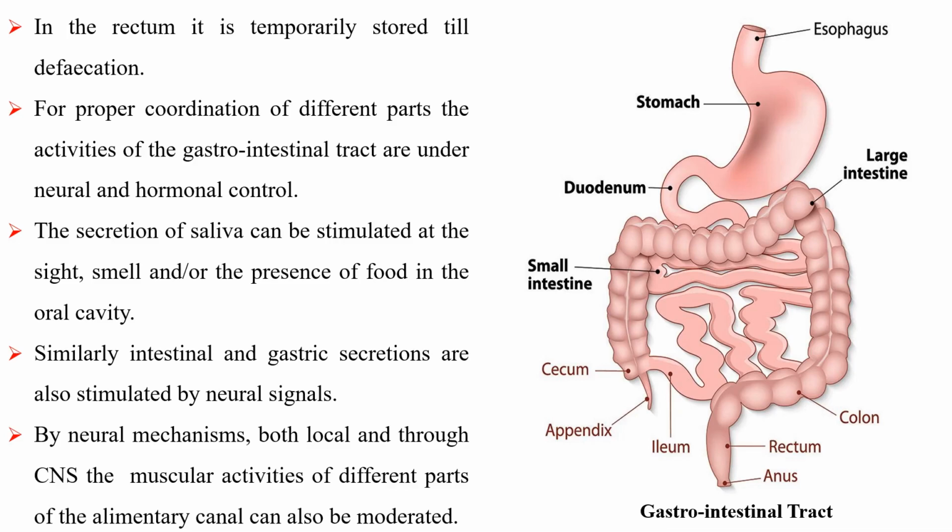For proper coordination, the different parts of the activities of the gastrointestinal tract are under neural and hormonal control. The secretion of saliva can be stimulated at the sight, smell, and/or the presence of food in the oral cavity. Similarly, intestinal and gastric secretions are also stimulated by neural signals. By neural mechanism, both local and through the CNS, the muscular activities of different parts of the alimentary canal can also be moderated.